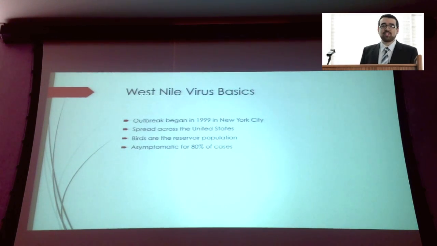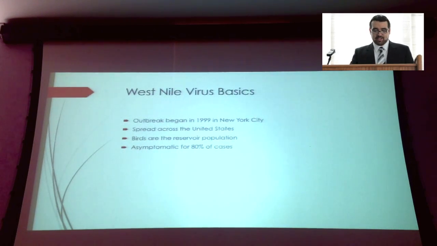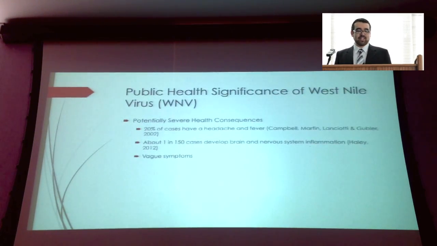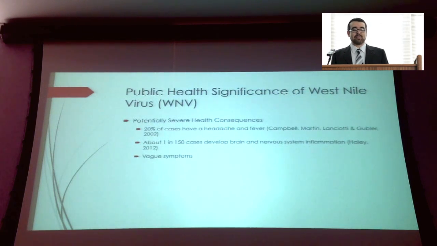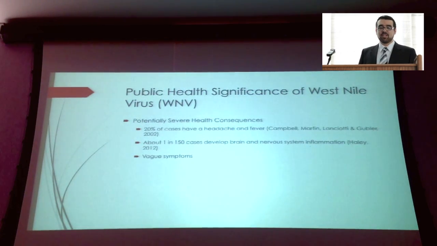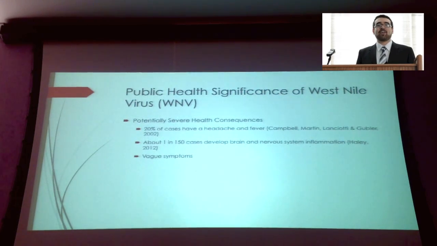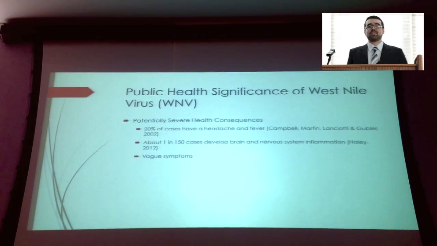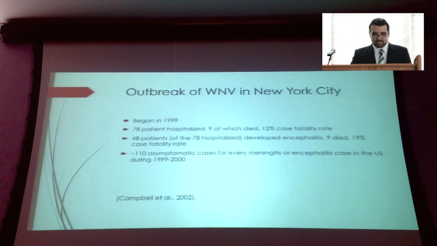Birds are the reservoir population, specifically blue jays and crows, and human cases are 80% asymptomatic. For the public health significance of West Nile virus, 20% of cases have a headache and fever of varying degrees, and about 1 in 150 cases develop brain and nervous system inflammation, such as encephalitis or meningitis. But in those 20% of individuals of all the cases who have symptoms, they're somewhat vague. Headache and fever can be a lot of things, so it's hard to have accurate public health statistics on the not so severe cases of West Nile virus in humans.